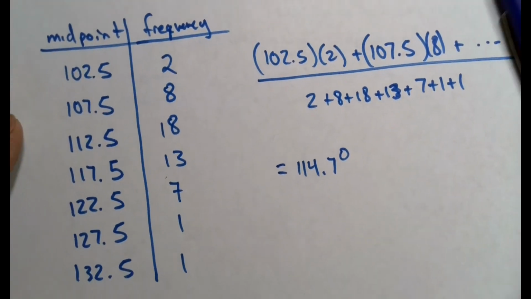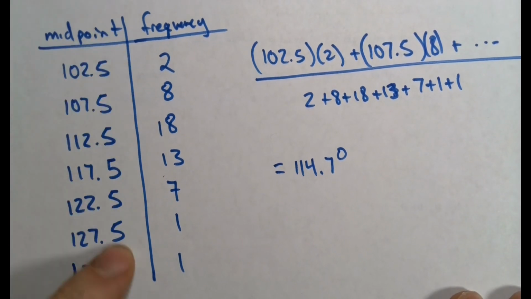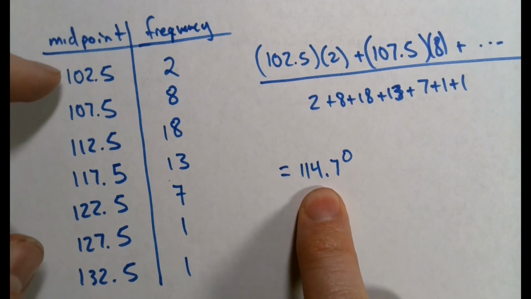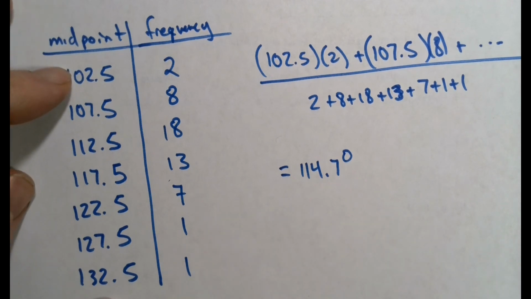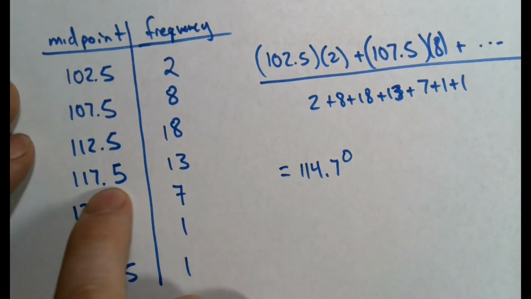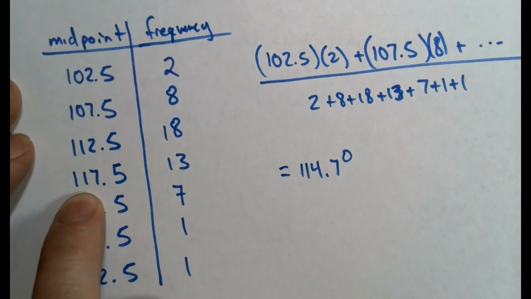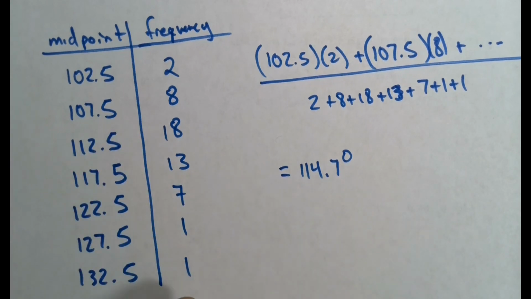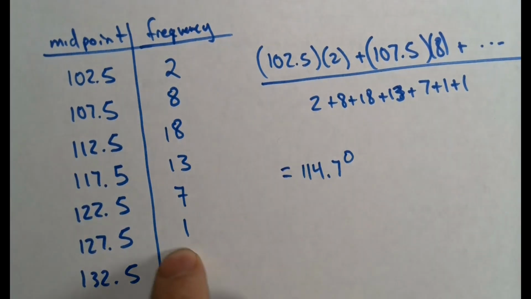Does that kind of fit what we would expect the center of our data set to be? Well, first off, note that it's between the minimum and the maximum, so at least that part's reasonable. And then if you look at where the majority of the numbers are, they're in the 102 to 117.5 range, and so this is within that range. It's possible that this 132.5 value is an outlier.